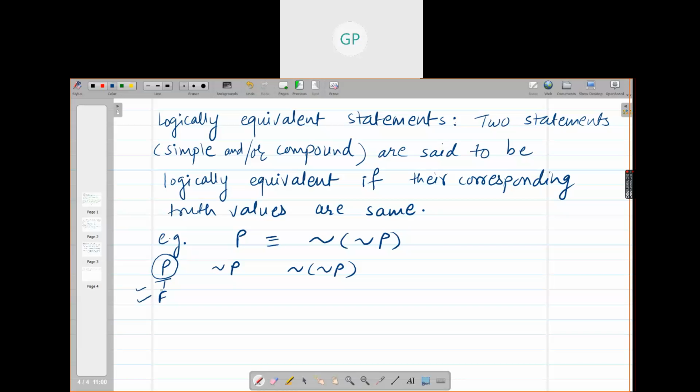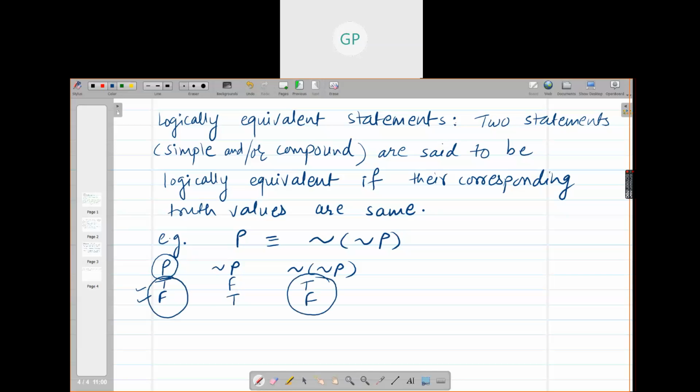When you have P and Q, you will have four permutations. So what will be negation P? False, true. And what will be negation of negation P? True, false. Understand this? This is true, false. Okay?